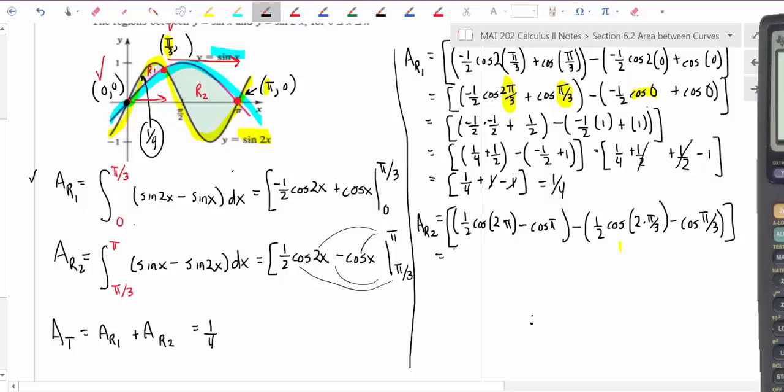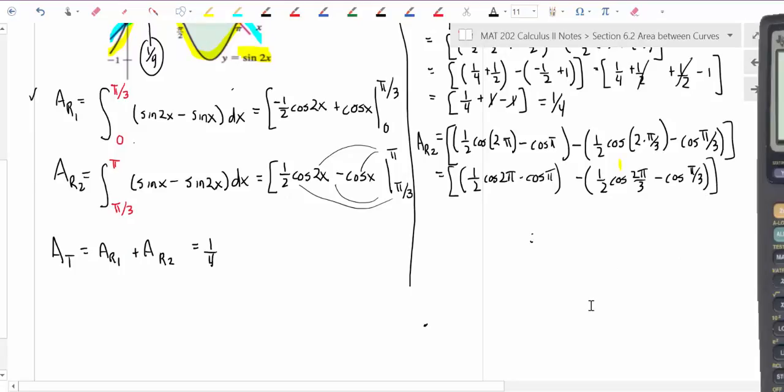Now I need to work this out, so this is going to be 1/2 cosine 2 pi minus cosine pi, minus 1/2 cosine of 2 pi over 3 minus cosine of pi over 3. Then you can look at a unit circle to get that worked out. So let me move this up just a little bit and insert my magic unit circle.